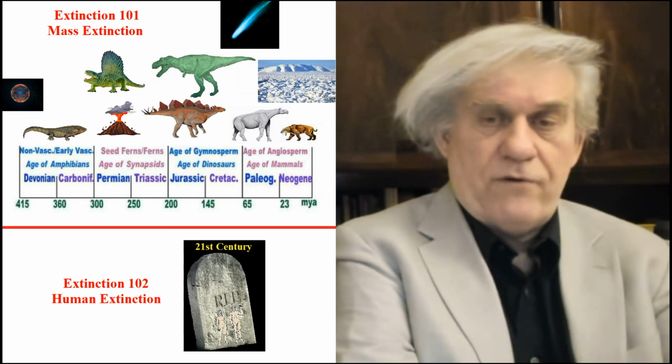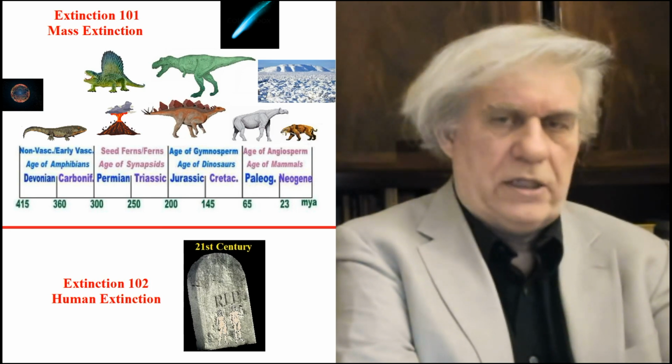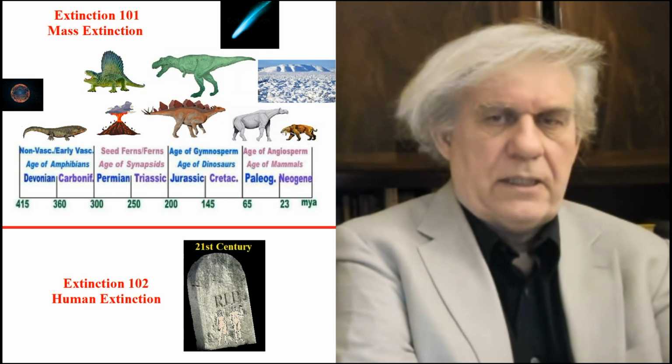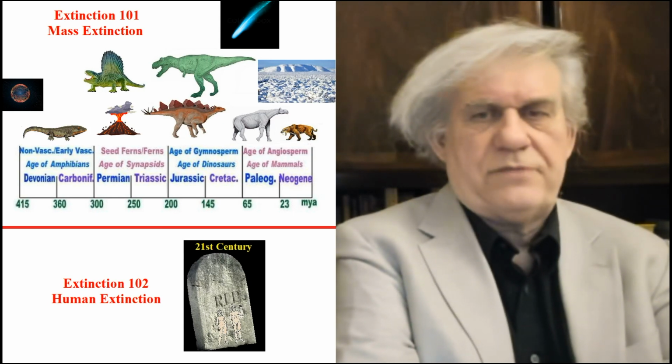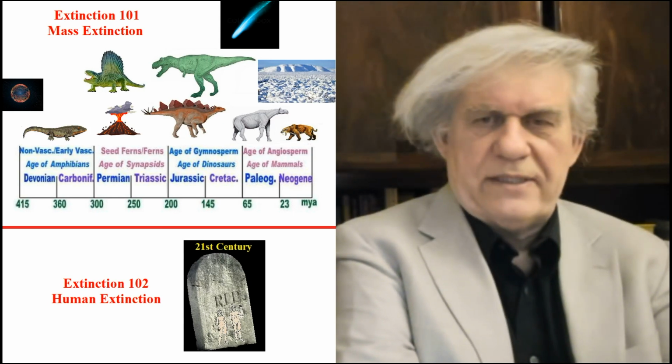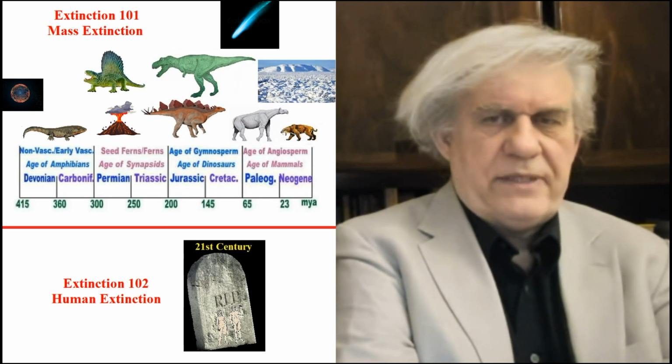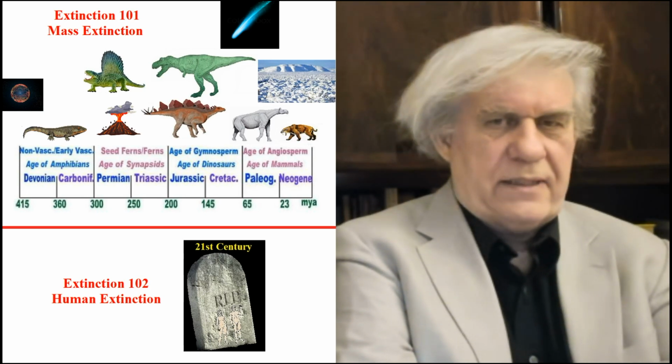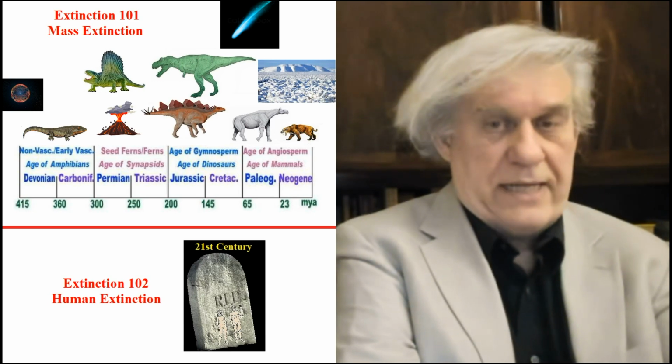My theory is straightforward. My theory says they were all economic collapses, all of them. So the economy of the dinosaurs fell apart. The economy of the synapsids, of the amphibians, when their economy fell apart, that's when they became extinct, massively extinct.